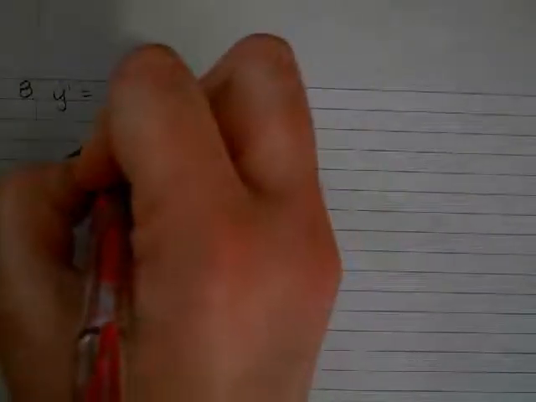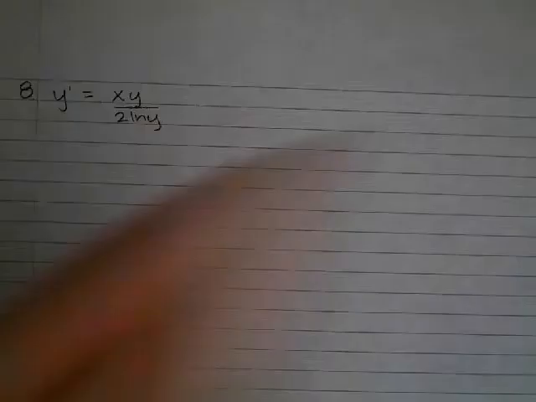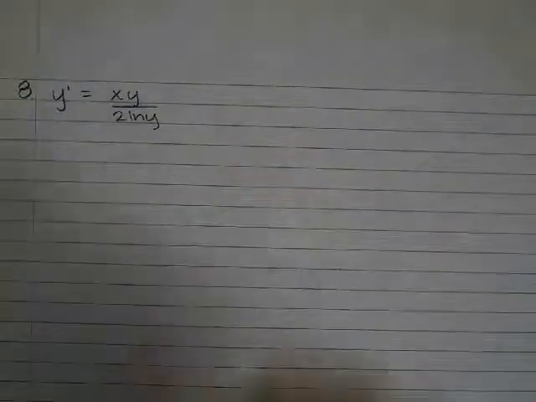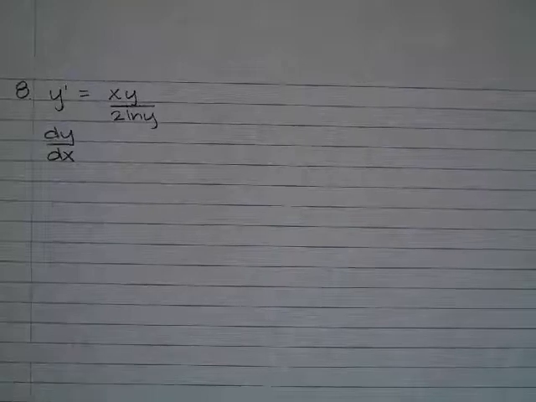...says y prime equals xy over 2 ln y. Okay. And so the first thing I would do probably is just take the y prime and write it as dy dx, just so that I can think about it as like, oh, I'm going to get the x's to one side, I'm going to get the y's to the other side.